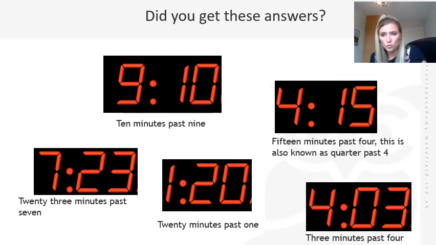This is also known as quarter past 4, because remember, 15 minutes past is the same as a quarter, because 15 is a quarter of 60 minutes. And then finally 4:03, which is the same as 3 minutes past 4. Now you can see for this one that you have to put a 0 before the 3, because there always has to be two numbers after the colon.